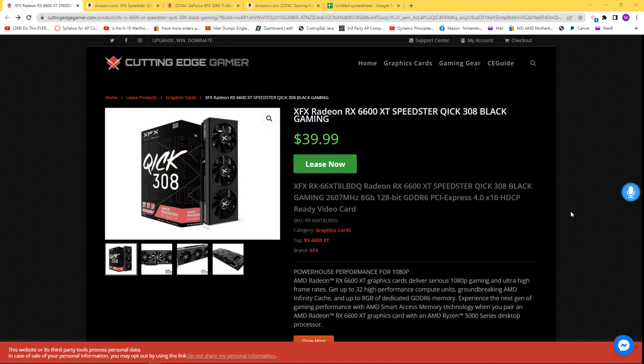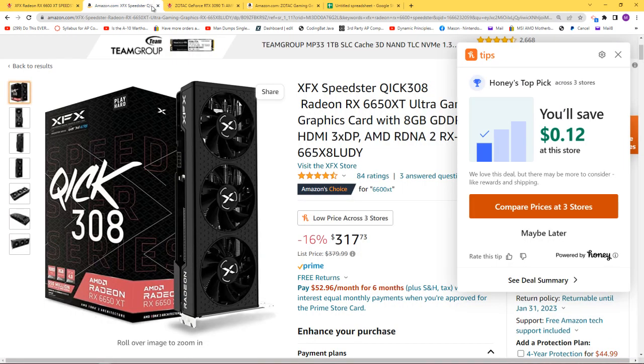As you can see here, they have several options, but I'll only go over two. The Radeon RX 6600 XT Speedster is only $39.99 a month. It's a great deal. If you were to buy it at Amazon, that's extremely expensive at $317.73 to own it outright. That's a very expensive deal compared to leasing it. I'm going to show you the math on the lease here in just a minute.